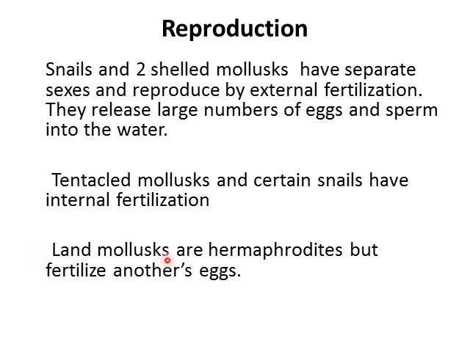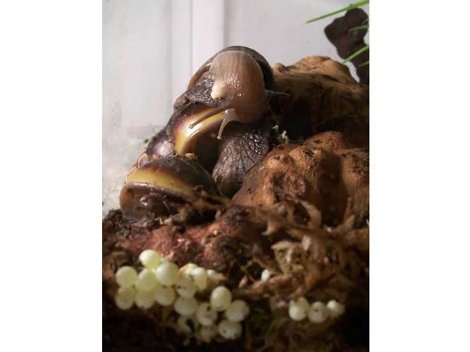Some of the land mollusks, like snails, are hermaphroditic, so we've already seen that with the annelids or the segmented worms, and that is to say that each animal has both male and female parts. So again, like the earthworms, they can fertilize one another's eggs. So here we see some snails that look like they're in the process of mating. Here we can see some eggs that have been laid down here. So these are land snails.